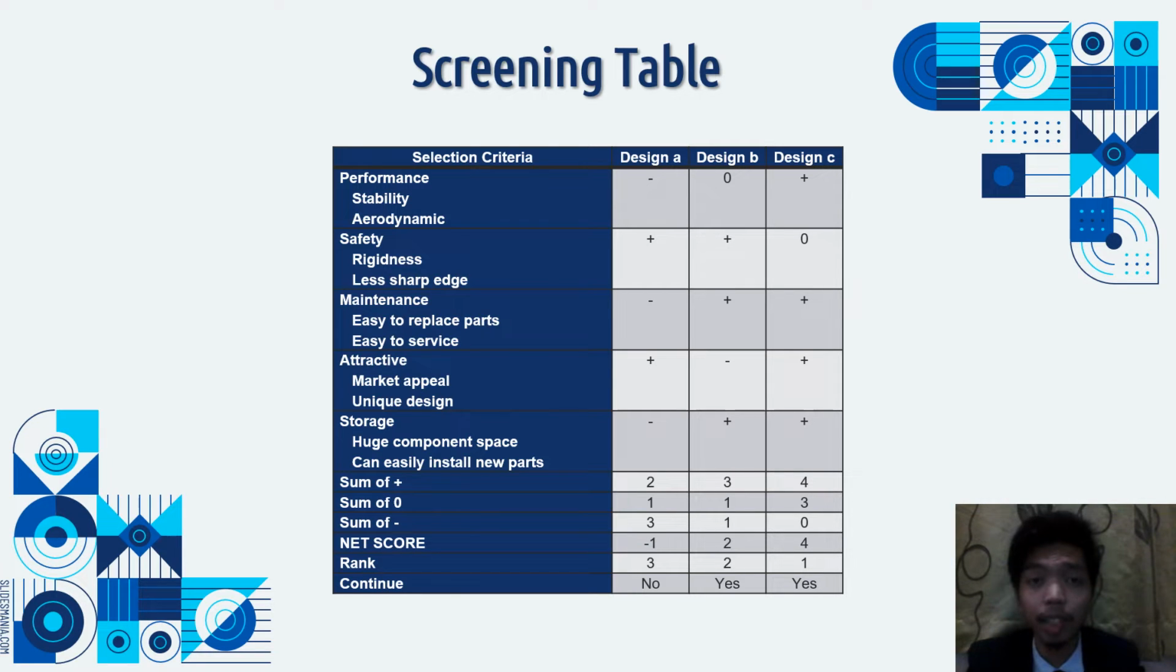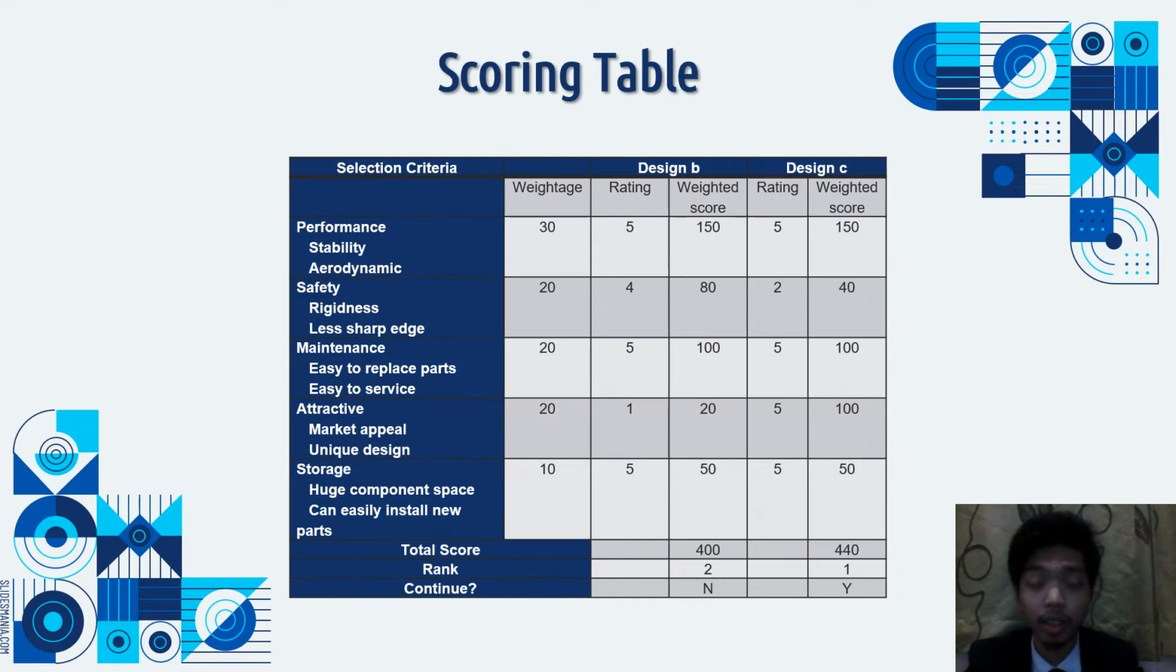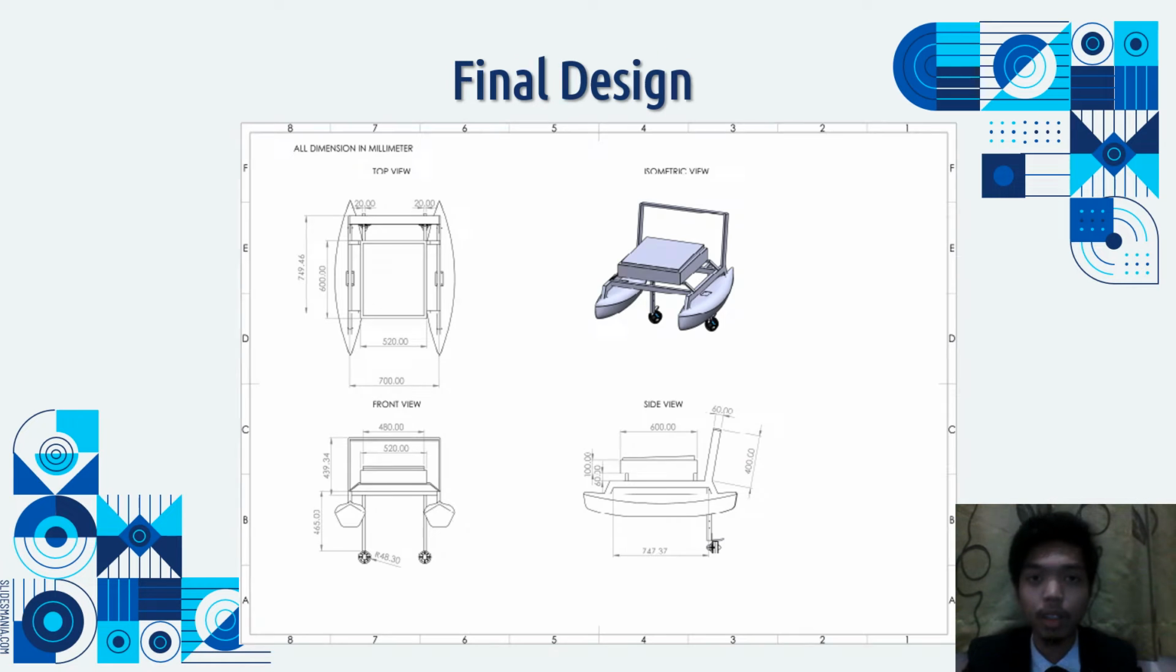From the screening table, I decided not to continue to evaluate design A in scoring table. In scoring table, I obtain design C as the highest total score. Therefore, design C is used as the final design. This is the final design of my unmanned space vehicle. I use SolidWorks to draw the final design.